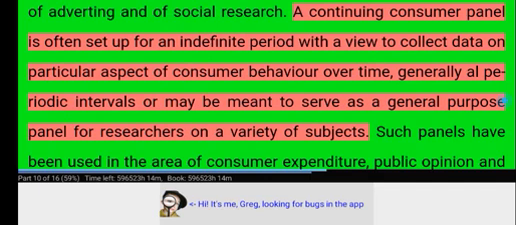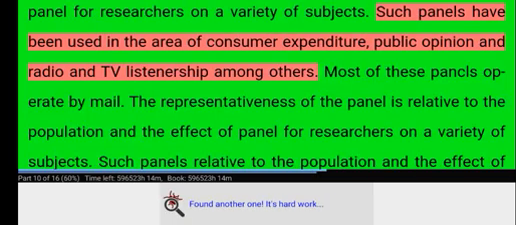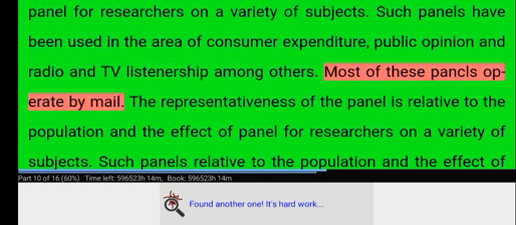A continuing consumer panel is often set up for an indefinite period with a view to collect data on a particular aspect of consumer behavior over time. Generally, at periodic intervals, it may be meant to serve as a general purpose panel for researchers on a variety of subjects. Such panels have been used in the area of consumer expenditure, public opinion and radio and TV listenership, among others. Most of these panels operate by mail.